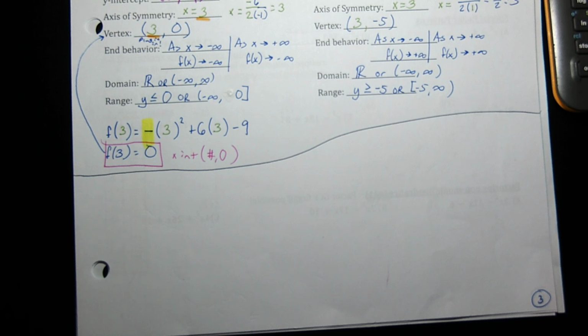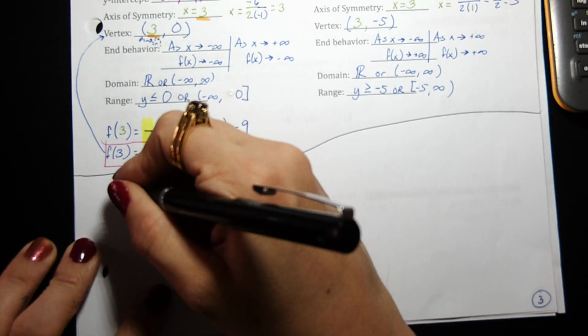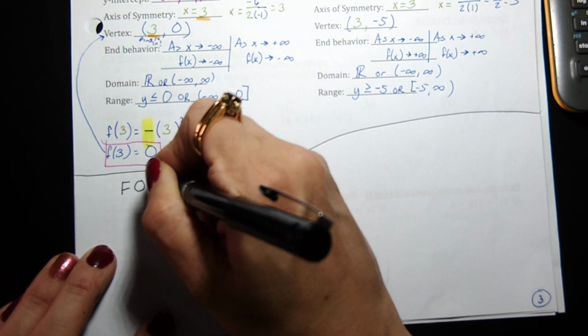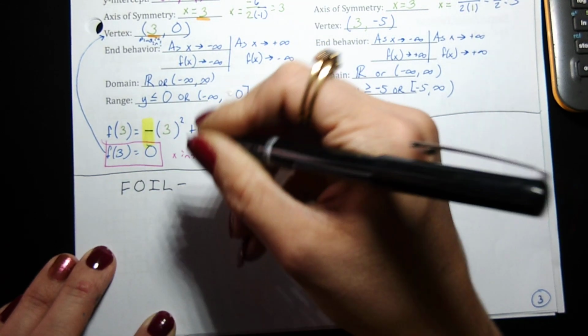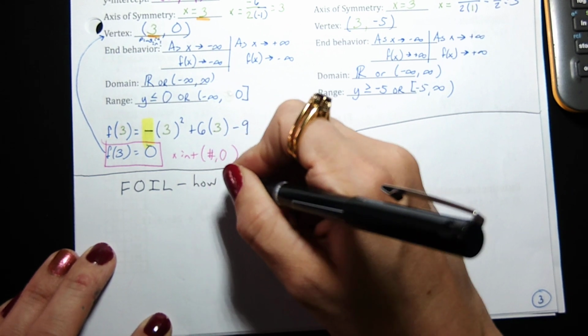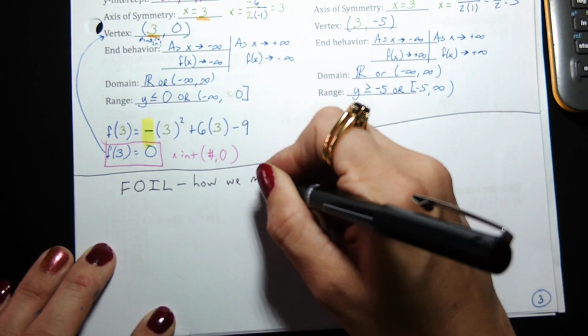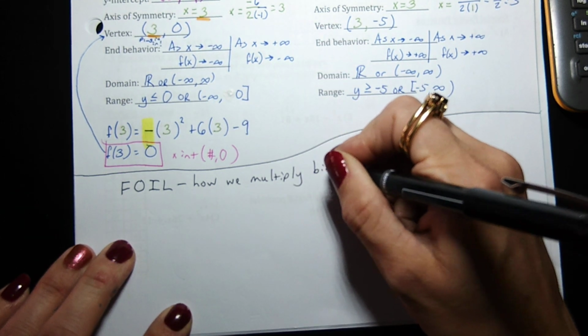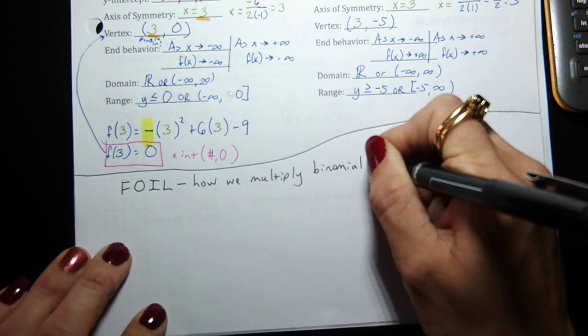That is an acronym as important as PEMDAS. Does anyone remember what foiling stands for? All right, that's where we're going to start then. So the acronym FOIL is how we multiply binomials together.